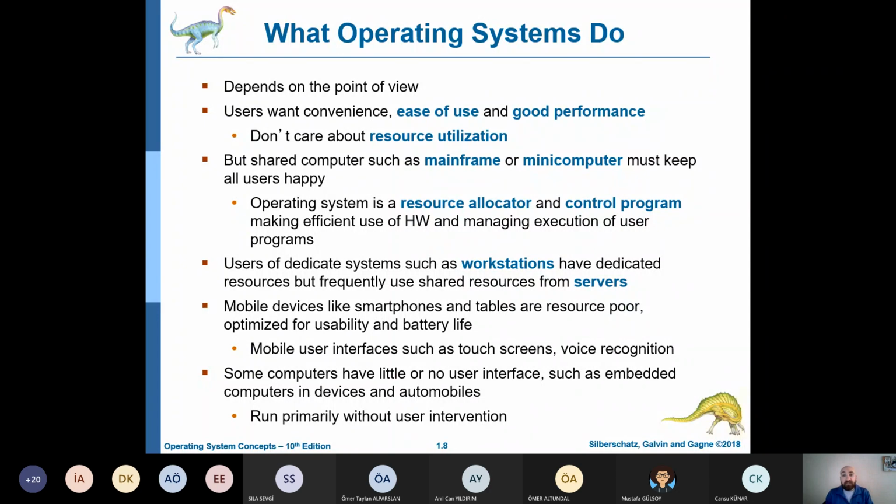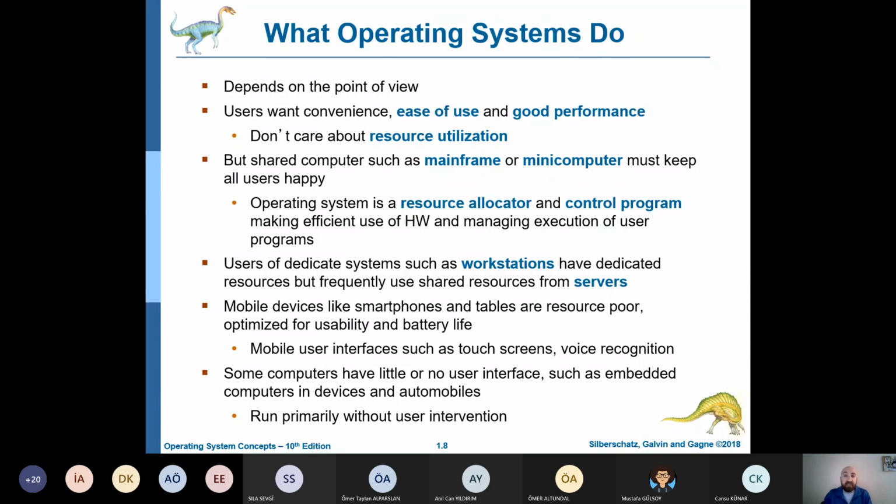But on the other hand, shared computers such as mainframes or minicomputers must keep all users happy. They have more than one user and they have to provide performance to all their users. So from this point of view, the operating system is a resource allocator and control program, making efficient use of hardware and managing execution of user programs.